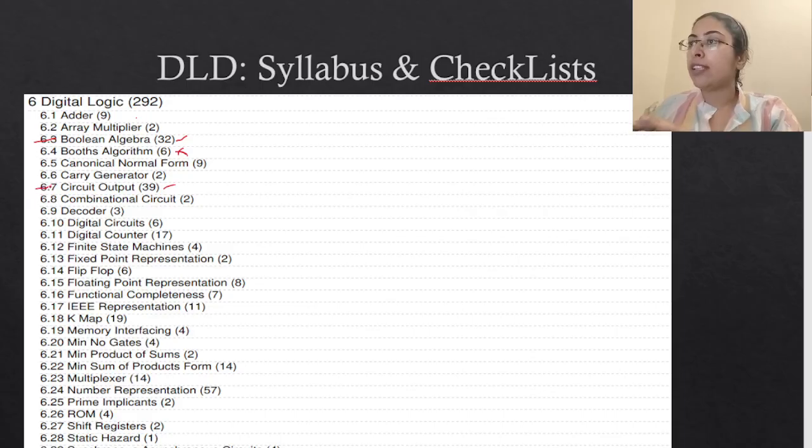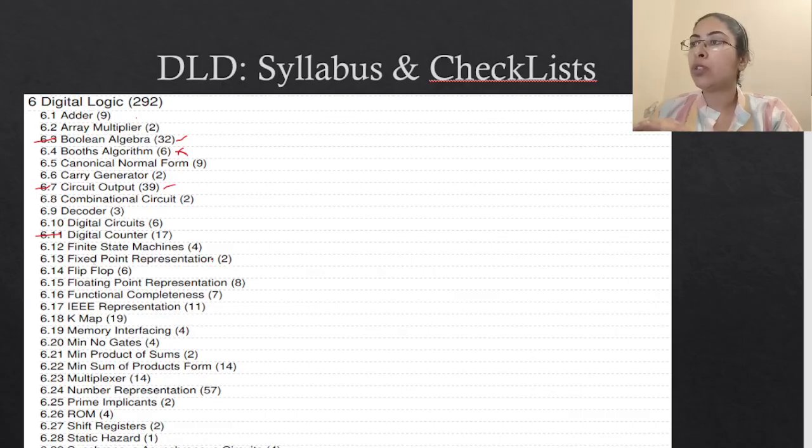Next is combinational circuit, 2 questions. Decoder, 3 questions. Digital circuit, 6 questions. Digital counter, 17 questions. So this is also very important, the counter. I will mark it out. Next is finite state machines, about 4 questions.